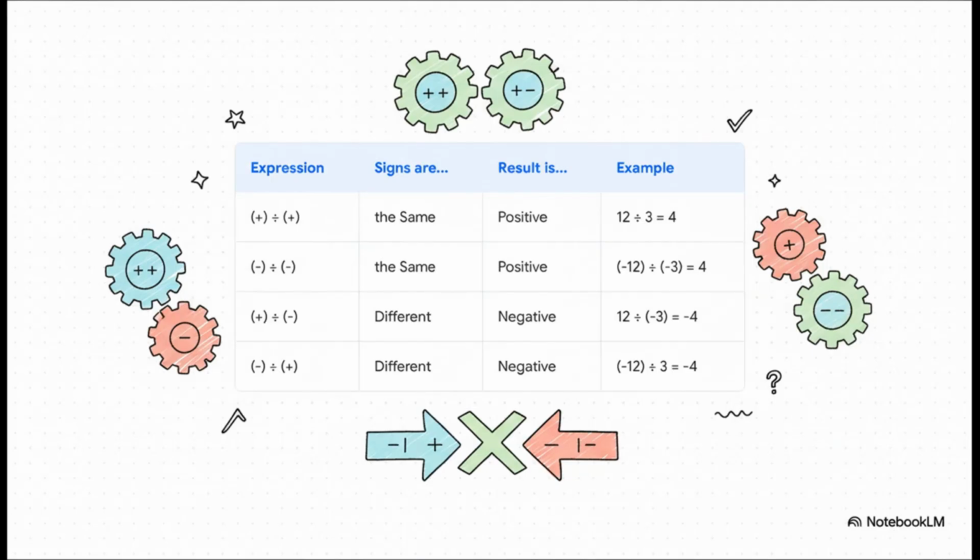And here's the proof. Look at how this table is basically a mirror image of the multiplication one. Positive 12 divided by positive 3? The signs are the same, so we get a positive result. Negative 12 divided by negative 3. Hey, the signs are the same again, so the answer is positive 4. And just like before, whenever the signs are different, the answer is always going to be negative. See? The rule just works every single time.